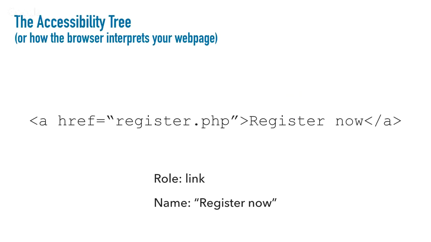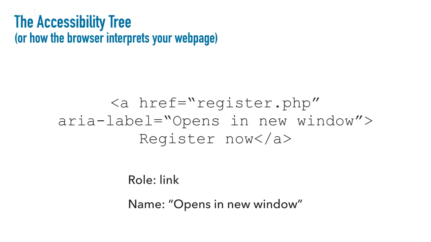Another example may be a link. So here's just a standard link with text within the link of register now. The role for this element is link. So the browser knows it's a link, would convey to the screen reader that it's a link. The name or accessible name is the link text, register now. What if we were to give this link an ARIA label of, say, opens in a new window? You want to inform the user that this register link opens in a new window. Because ARIA wins, because we've added this ARIA label, it will override that accessible name. So the text of register now is no longer accessible at all to assistive technology. It's removed from the accessibility tree. The user would only hear opens in a new window for this link.